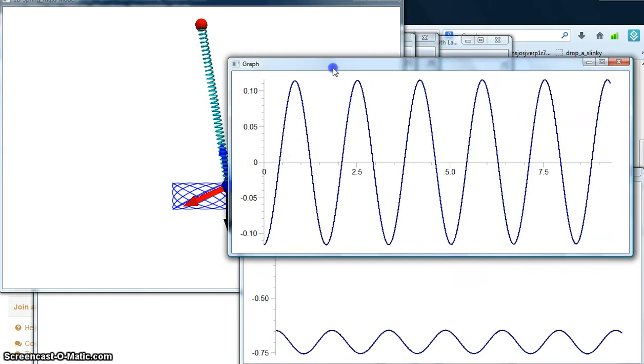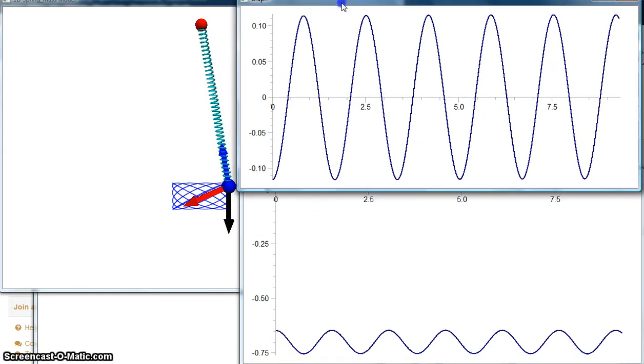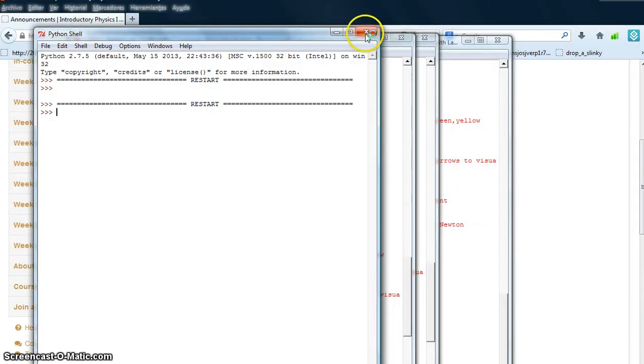Here I also graphed the x versus time, and here we can see the y versus time graph. We can see that the amplitude on the x-axis is bigger than the amplitude on the y-axis because it moves more on the x-axis than on the y-axis. So this is the first part of the homework.